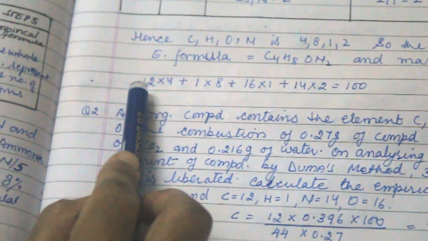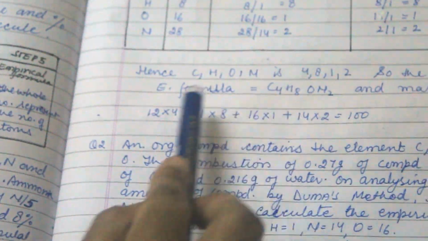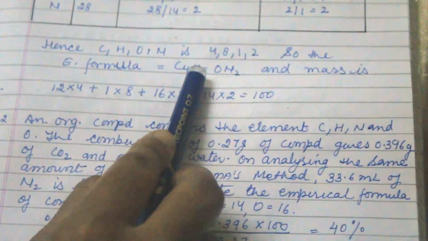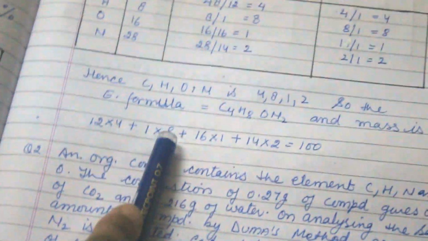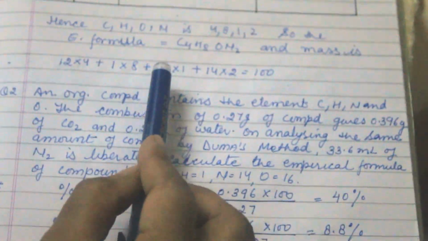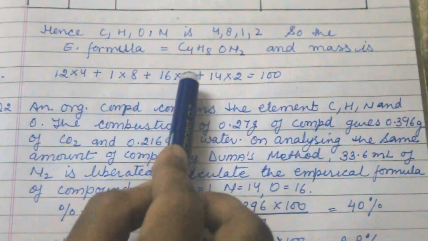And the mass is: because the atomic mass of carbon is 12, we multiply 4 into 12. Atomic mass of hydrogen is 1, so we multiply 1 into 8. Atomic mass of oxygen is 16, so we multiply 16 into 1.